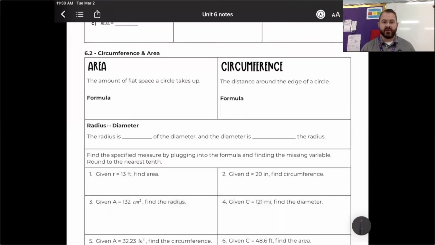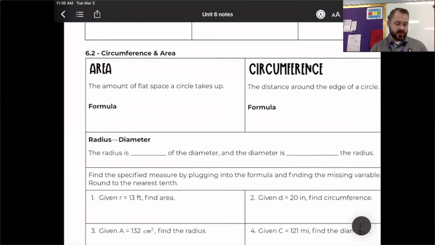In today's lesson video, we're going to talk about day 6.2. We're going to be talking about circumference and area. Now, these are probably things you may remember from previous courses, but again, we're going to focus on using them with what we've been talking about. And we're going to build on that prior knowledge.